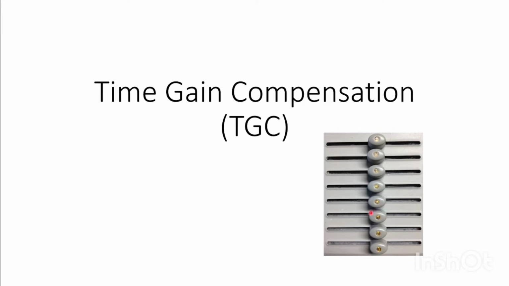TGC, these knobs you must have seen already on your echo machine. This is gain increased based on the area on the screen. That is, if you increase this, it will increase the gain on the upper part of the screen.